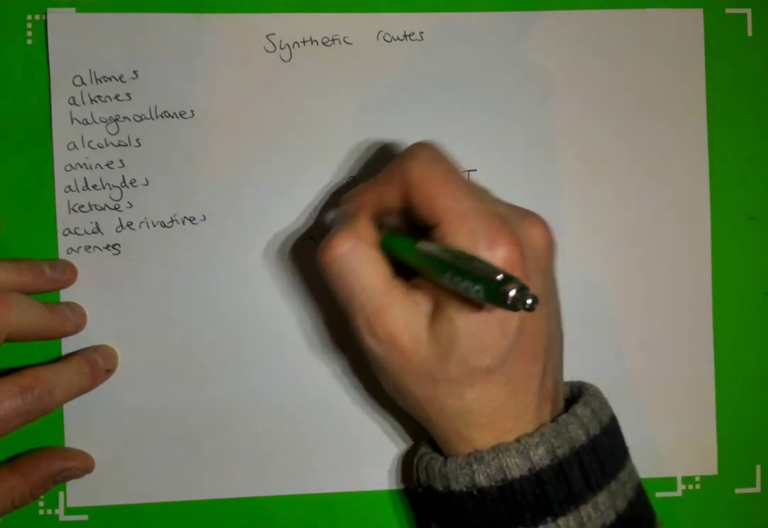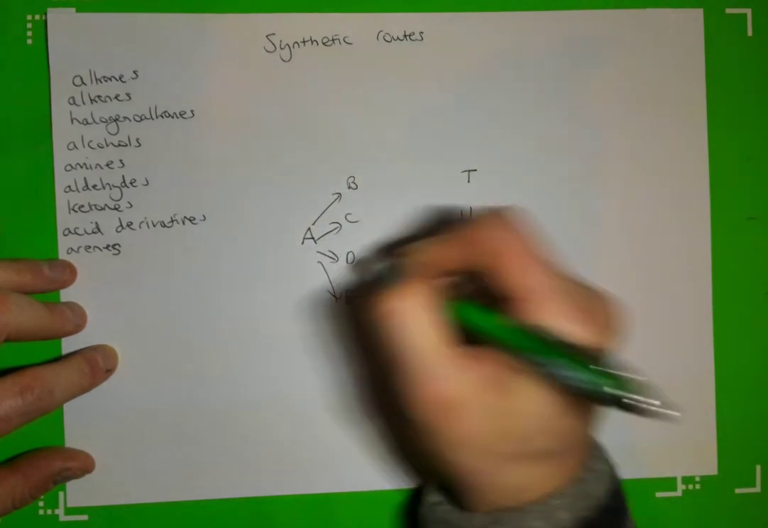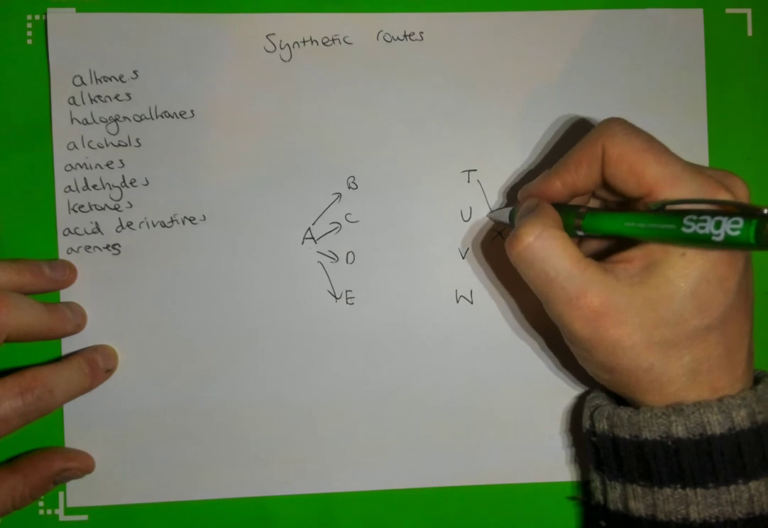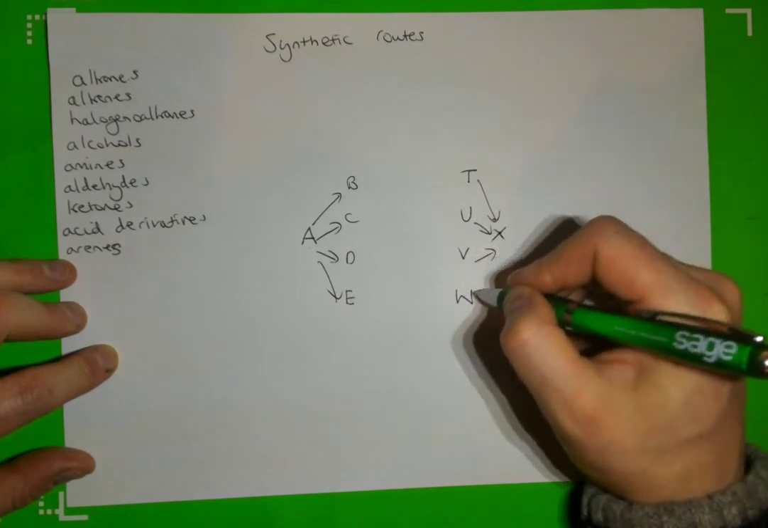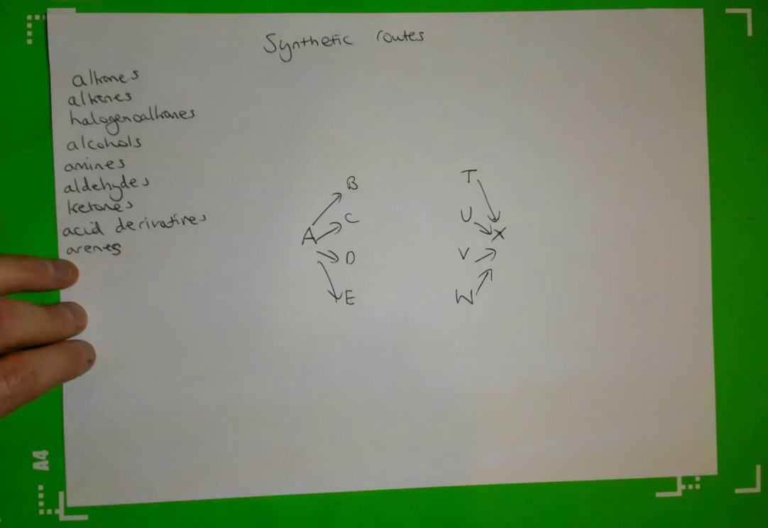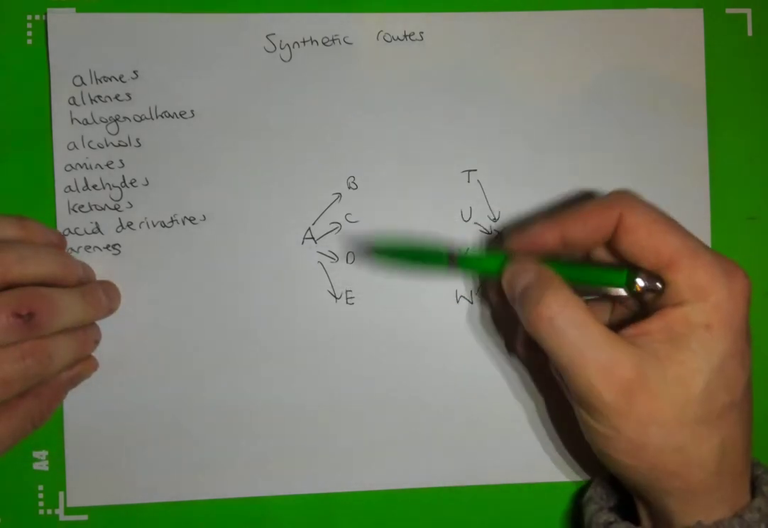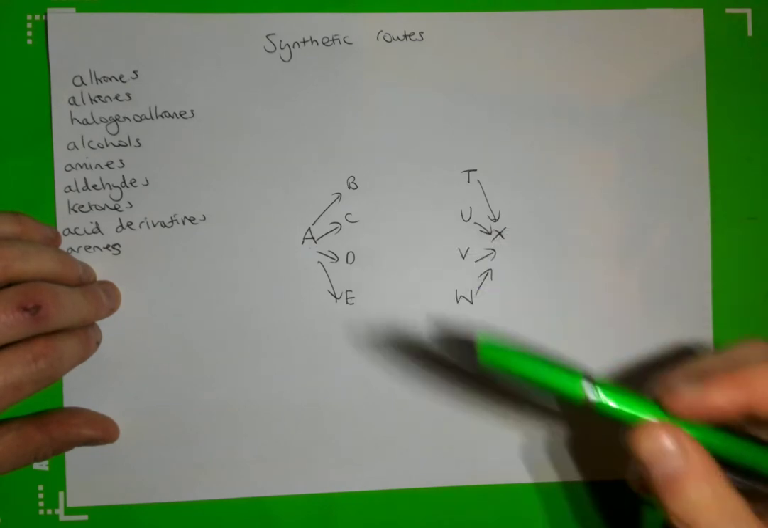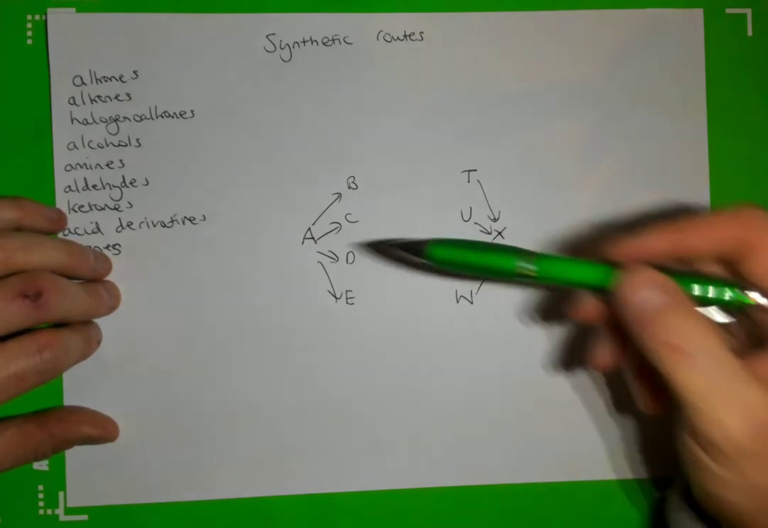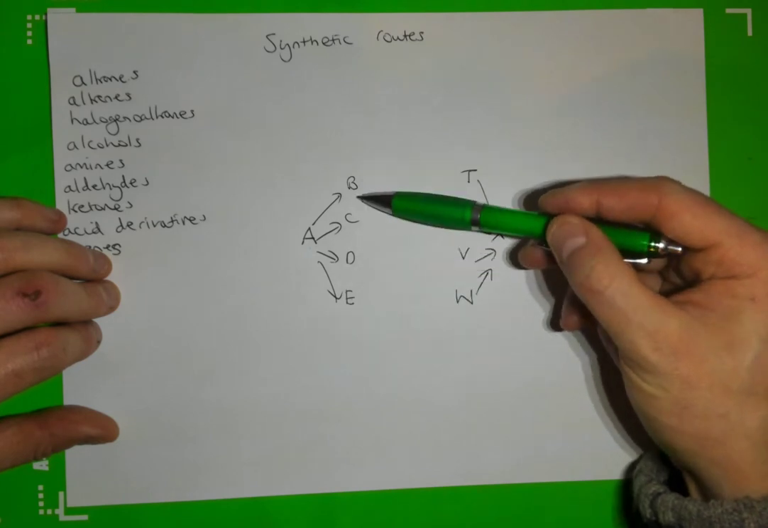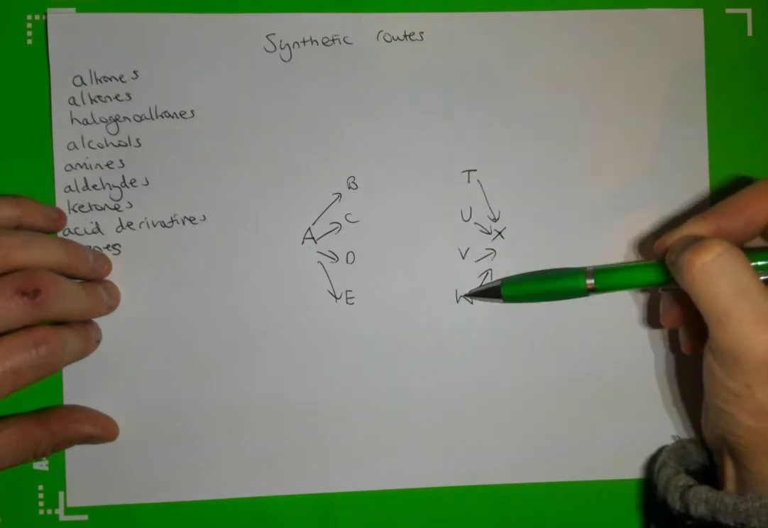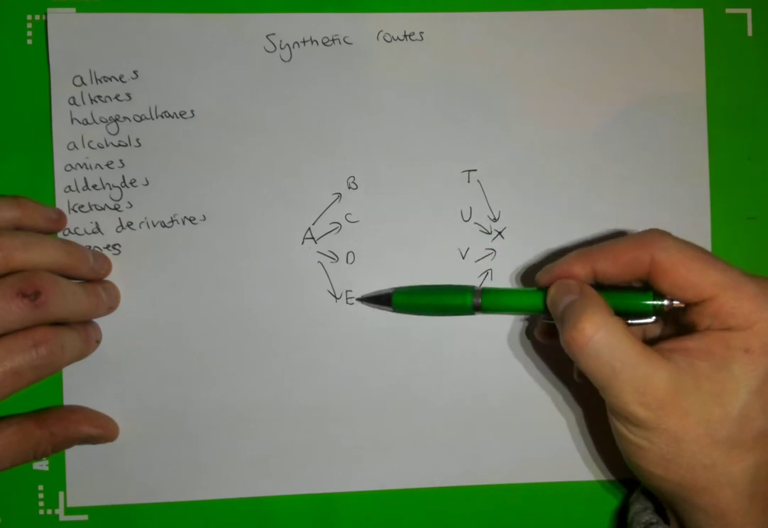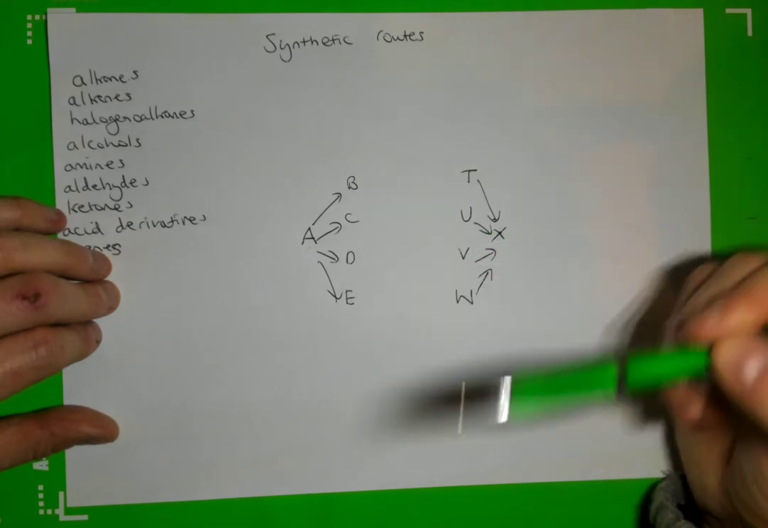So we know we can make A into B, C, D, and E. And to make X, we can use T, U, V, or W. Now let's say this is a 3-step synthesis. So it's going to take 3 steps. One of these would be the first step, and one of these would be the third step. What we're then going to do is work out what the second step is. So I would look at the structures of these molecules here and the structures of those molecules there. And if we can make one of those molecules into one of those molecules, we've got our synthesis.